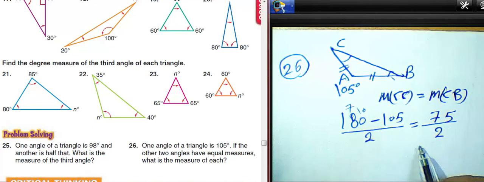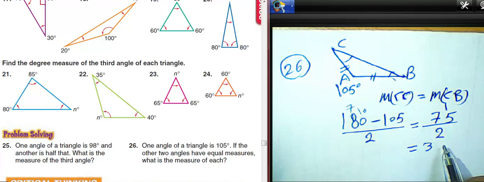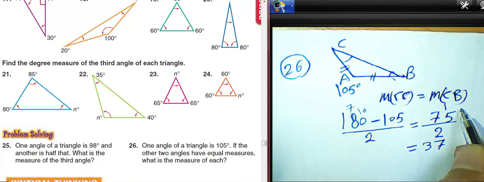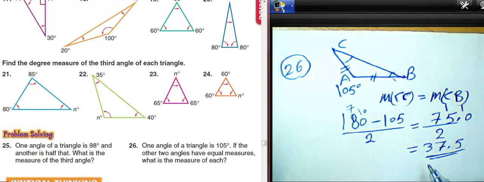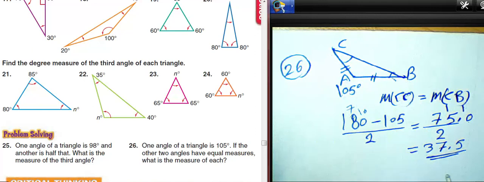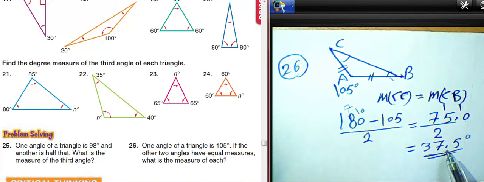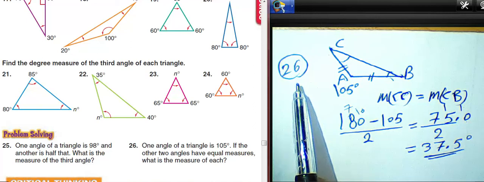Divided by 2: 7 divided by 2 equals 3 with remainder 1. 15 divided by 2 equals 7, because 2 times 7 equals 14, with remainder 1. Then 10 divided by 2 equals 5. So the measure of angle C equals the measure of angle B, which equals 37.5 degrees.